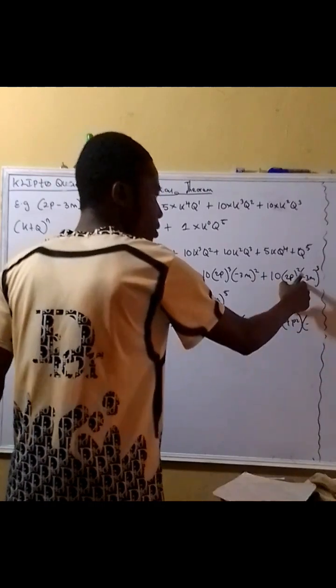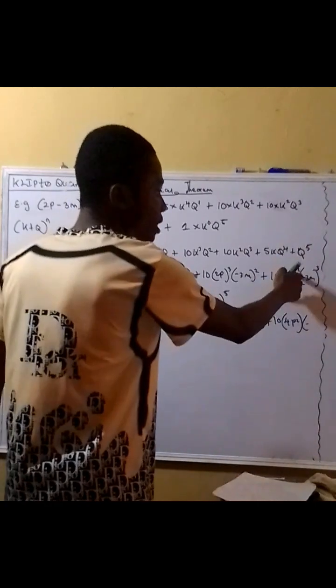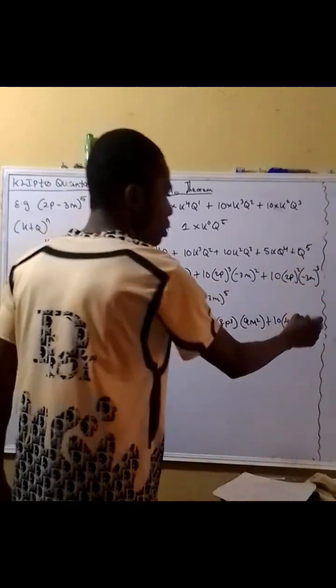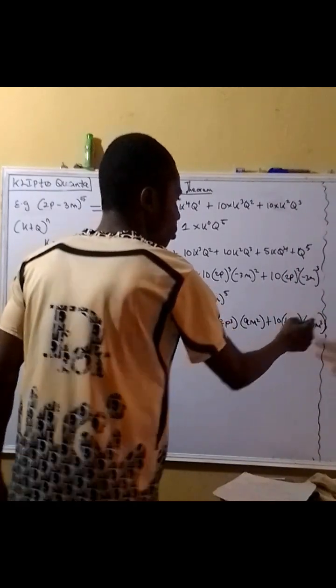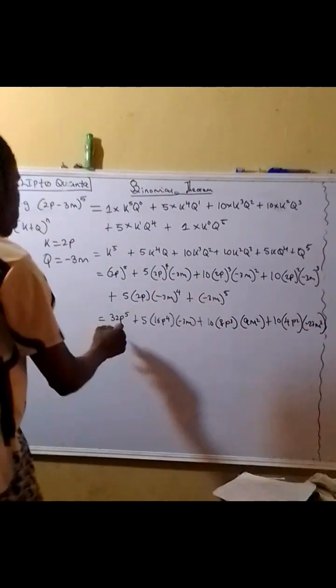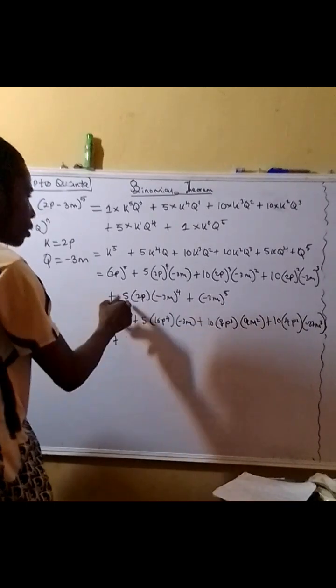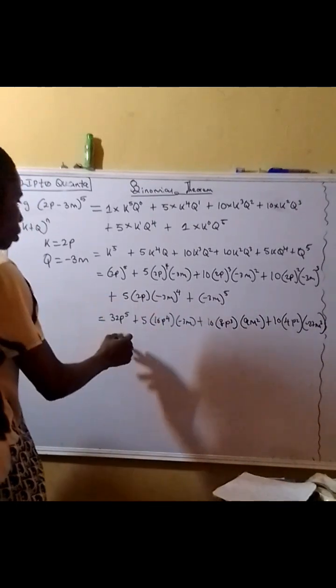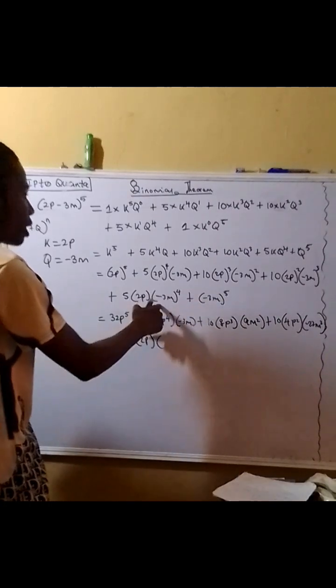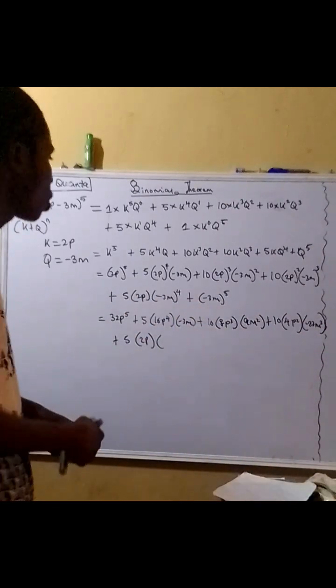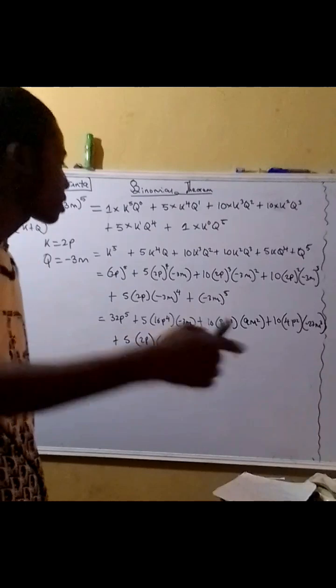Then minus times minus times minus, we still get minus back. So 3 raised to power 3 is 27, then m cubed. So minus 27m cubed, do not forget. Then plus 5 times 2p, then minus 3 raised to power 4. That will become positive. Minus times minus times minus times minus.